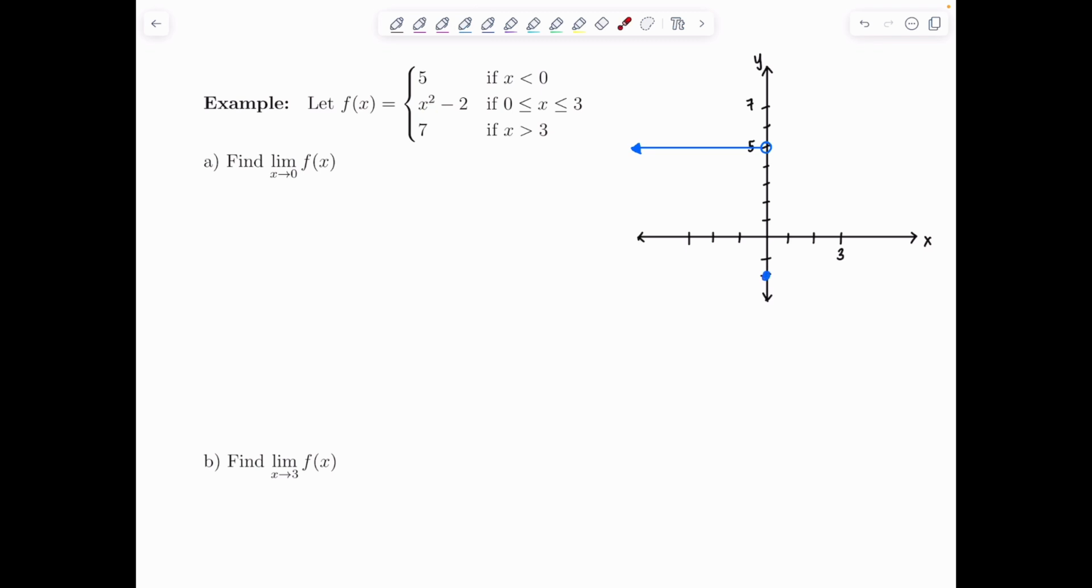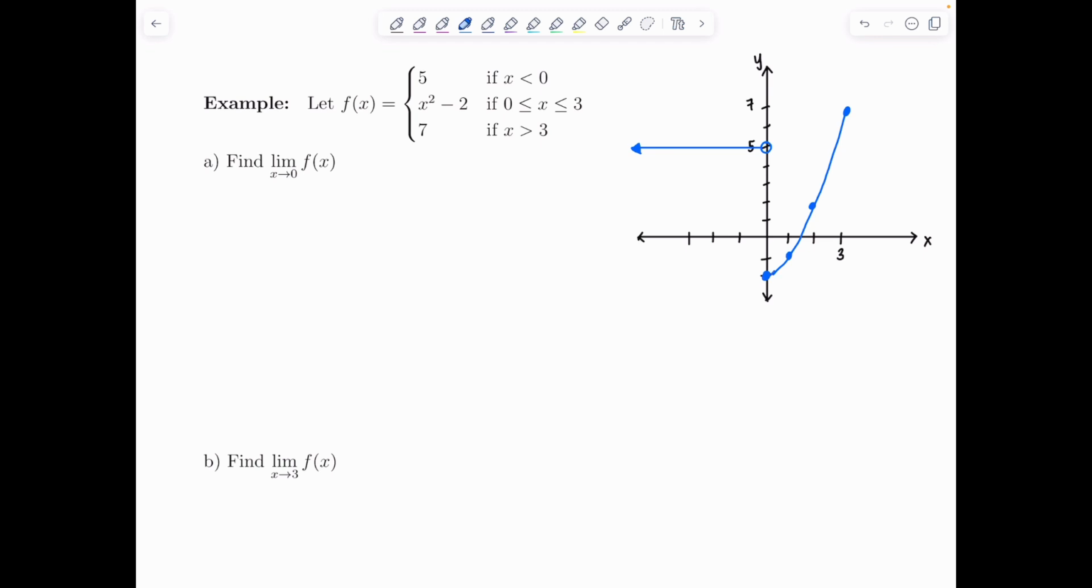Then 1 squared minus 2, that's negative 1. So we've got 1, negative 1. 2 squared minus 2, that's 2. Okay, and then if x is 3, 3 squared minus 2 is 7. So that's going to be right here. So we've got the parabola coming through.